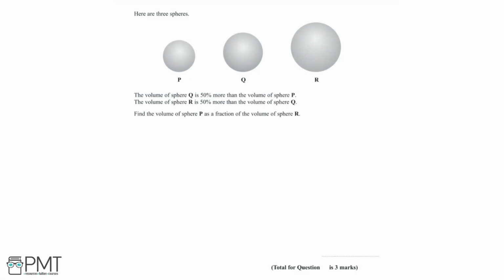In this question, we're given three spheres. We're told that the volume of Q is 50% more than the volume of sphere P, and the volume of sphere R is 50% more than the volume of sphere Q. We need to find the volume of sphere P as a fraction of the volume of sphere R.